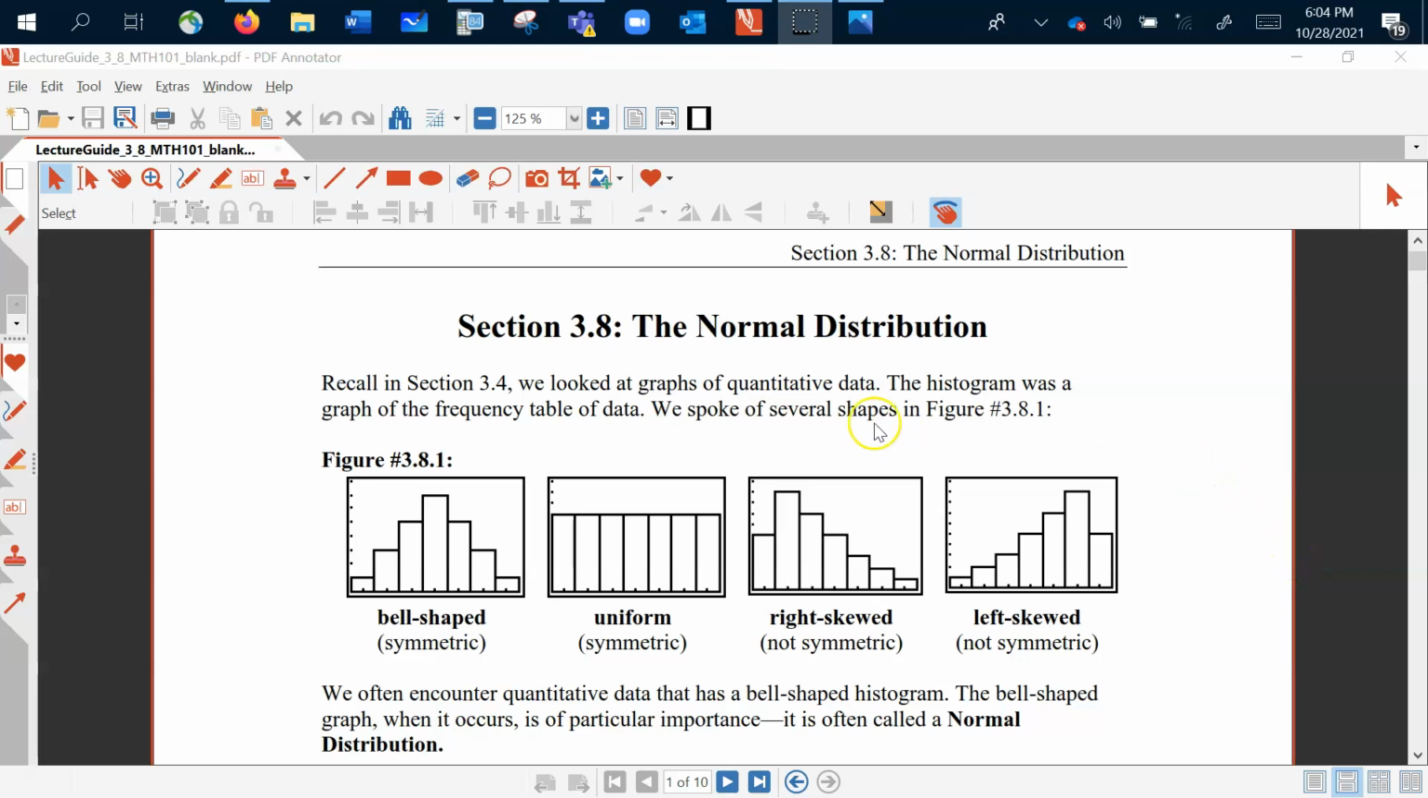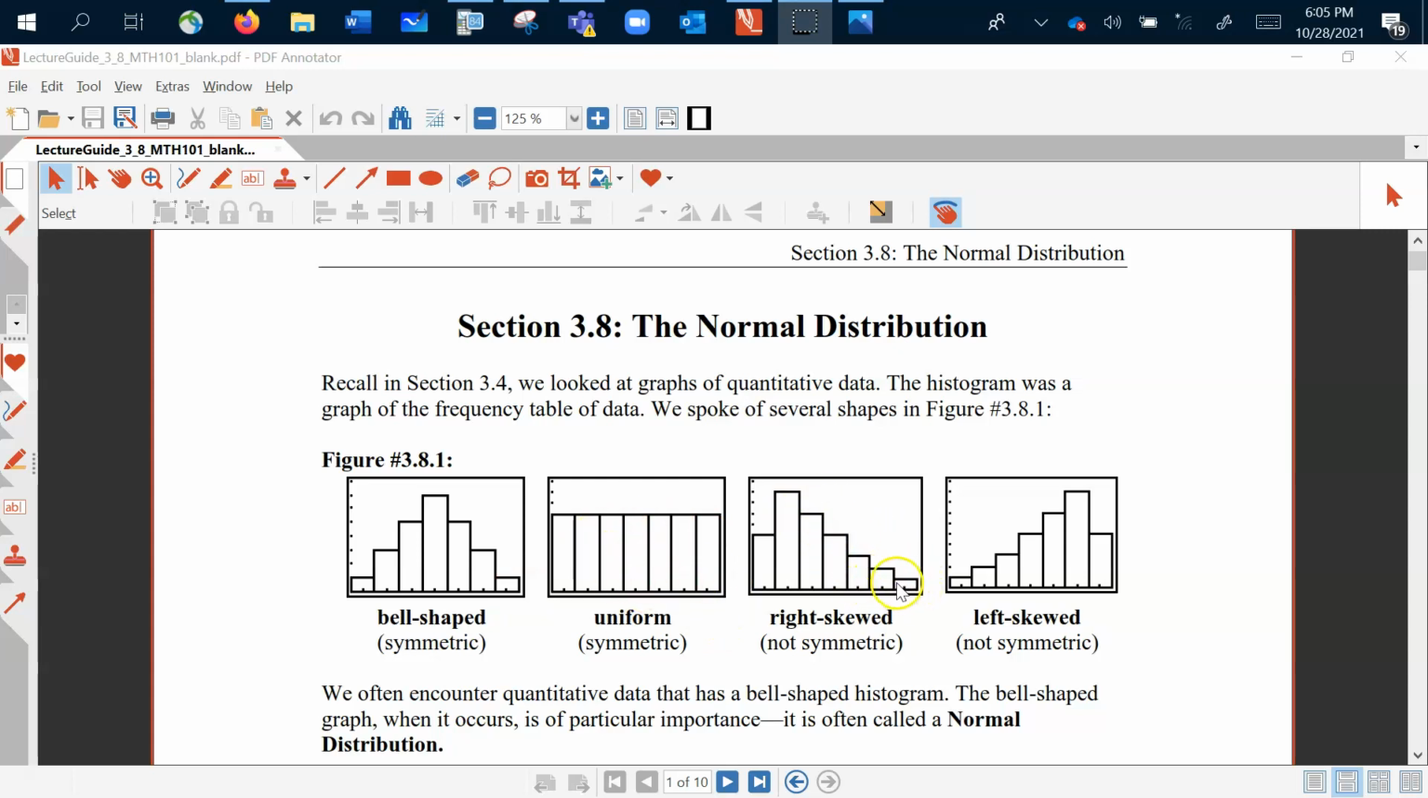Hello class, this is section 3.8, the normal distribution. And recall in section 3.4 when we looked at graphs of quantitative data, we were looking at the histogram. And the histogram has some general shapes that it could take. It could be bell-shaped, it could be uniform, be right-skewed.